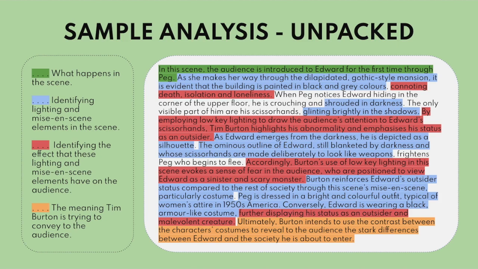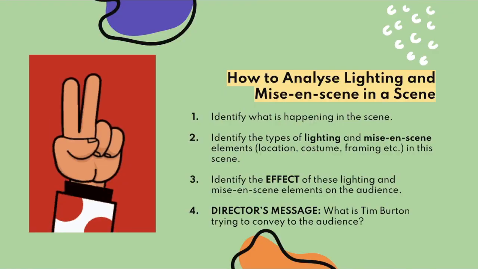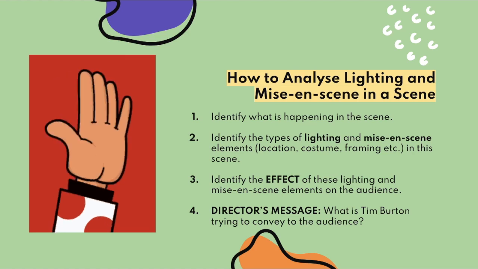Alright, so that's an example of a scene analysis paragraph, and everything in that paragraph was based on the planning that we did on this slide. So it's so important that you follow these 4 steps. Identify what's happening in the scene, and then identify the film techniques, and then speak a little bit or write a little bit about the effect of those techniques on the audience, and then finally finish off with the director's message.